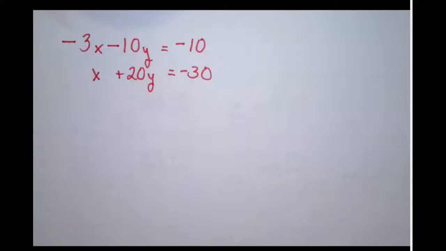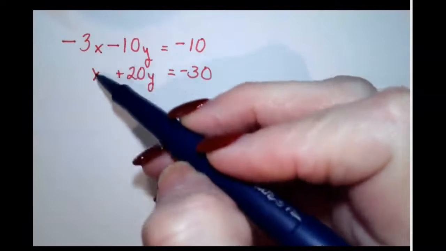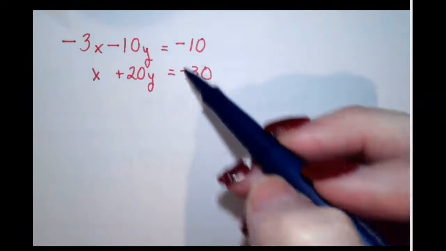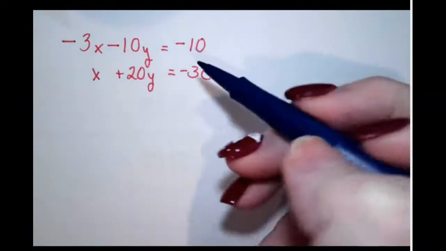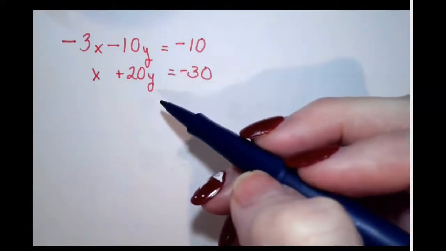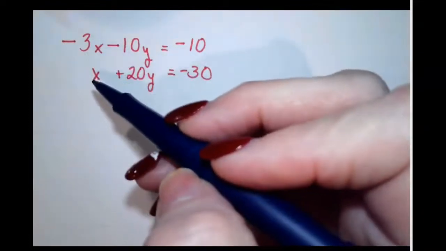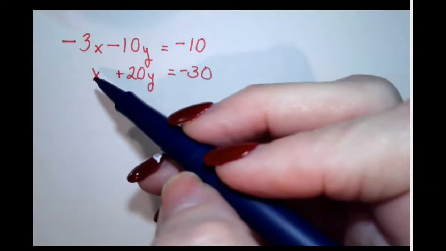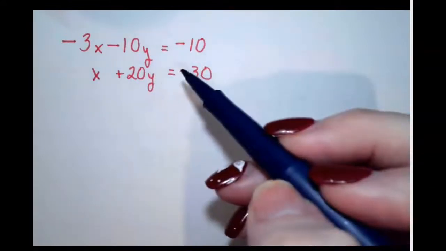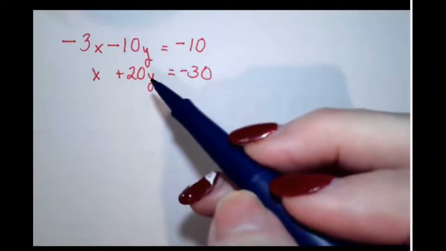So since this is in standard form, we want to go ahead and attempt elimination. But we don't have anything that cancels. So since we don't have anything that cancels, we're going to have to multiply one of these by a number that would cancel something. There's two ways to do it. We could multiply by 3 down here and get rid of the x, or we could multiply 2 up here and get rid of y.